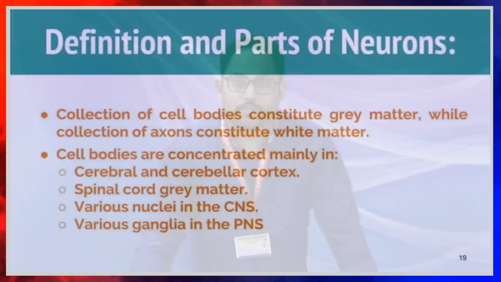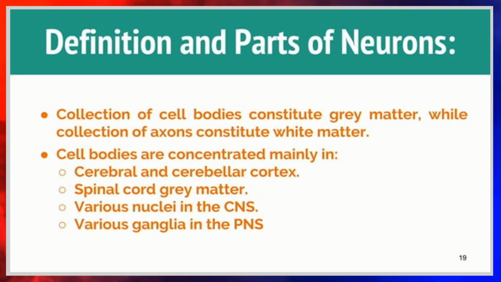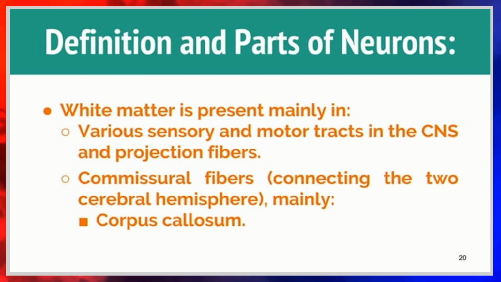Now, if we look into the parts of the neurons, the collection of cell bodies constitutes the grey matter, while the collection of the axons constitutes the white matter of the spinal cord. Okay? Now, the cell bodies are concentrated mainly in the cerebral cortex, the spinal cord grey matter, various nuclei in the central nervous system and various ganglia in the peripheral nervous system.